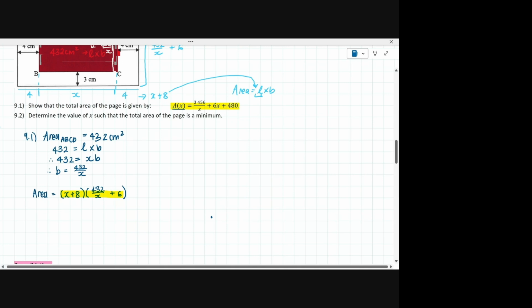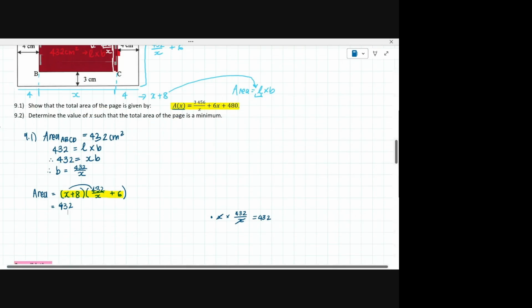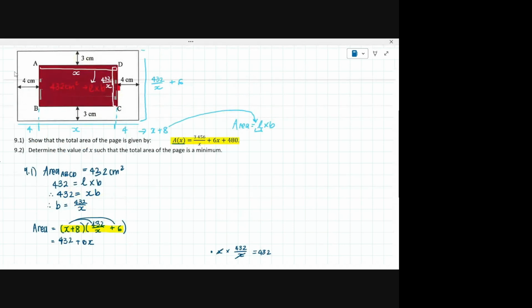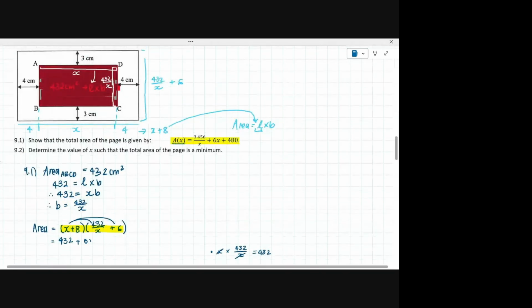So the first multiplication that we're going to do is x times 432 over x. Those x's divide away, they cancel each other. So that is just a product of 432. Right. The next product, x times 6, that's easy enough, 6x.